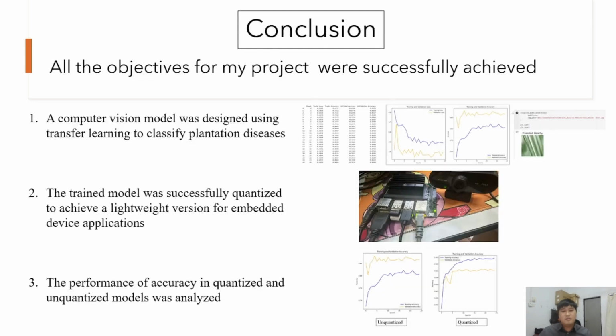As a conclusion for this project, all objectives were successfully achieved. On objective 1, computer vision models were designed using transfer learning to classify plantation disease. The second one is that the trained model was successfully quantized to achieve a lightweight model for the embedded device application, which uses the Jetson Nano. And the third objective is that the performance of accuracy in quantized and unquantized models was analyzed. So the project was successfully done and all the objectives were successfully achieved.